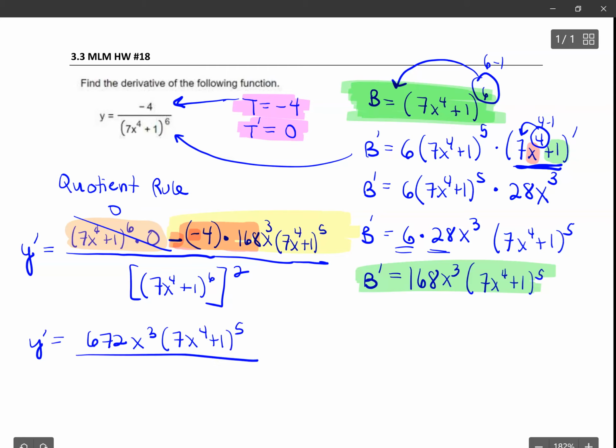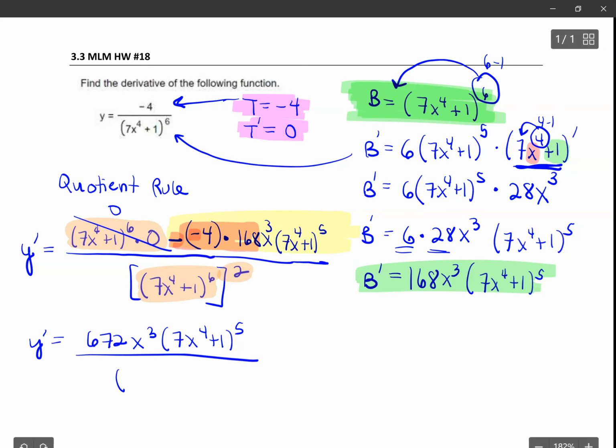Then on the bottom, I'm going to use the power to a power rule for exponents from algebra. I take that base, I have it 6 times, and then I square that. So if I have 6 binomials 2 times, I have 12 times.